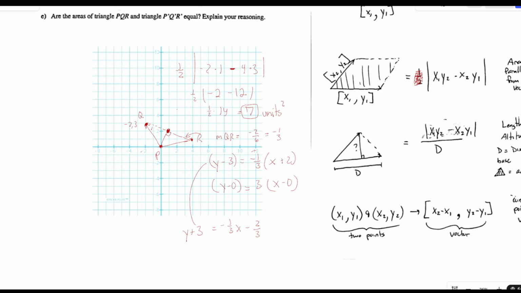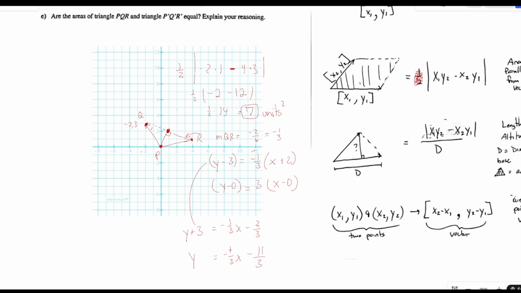Now, there's probably a quicker way. There is a quicker way, but I'm just going to keep going with this. I'm going to solve this first equation for y. 1/3 x. So now I need to subtract 3, which is negative 9 over 3. Or I could just turn this into a decimal, which is negative 11 over 3.